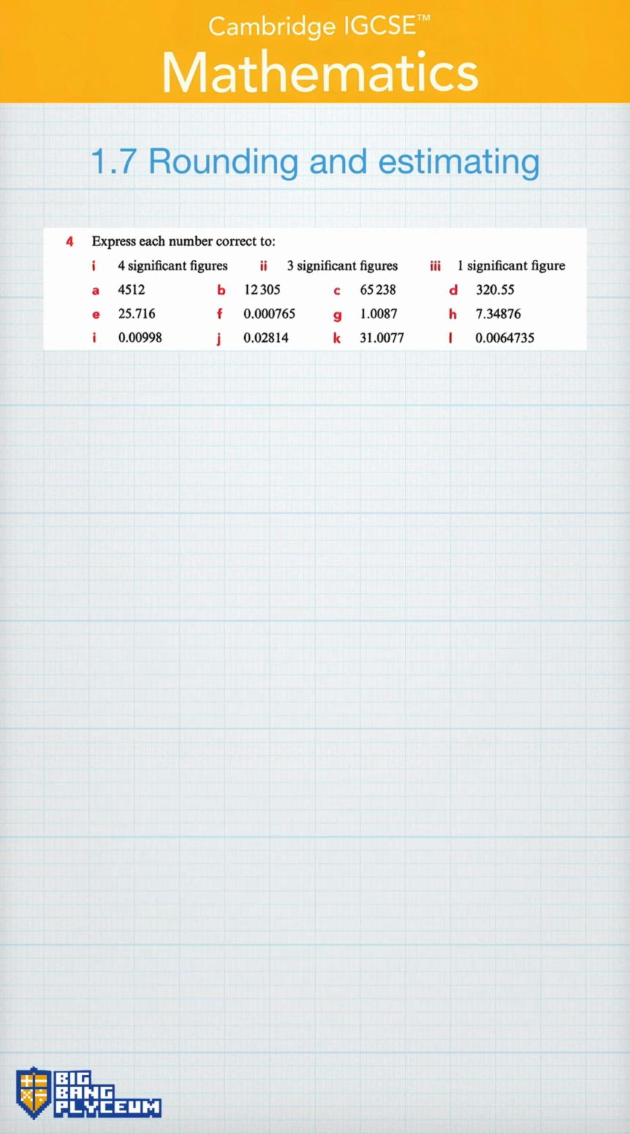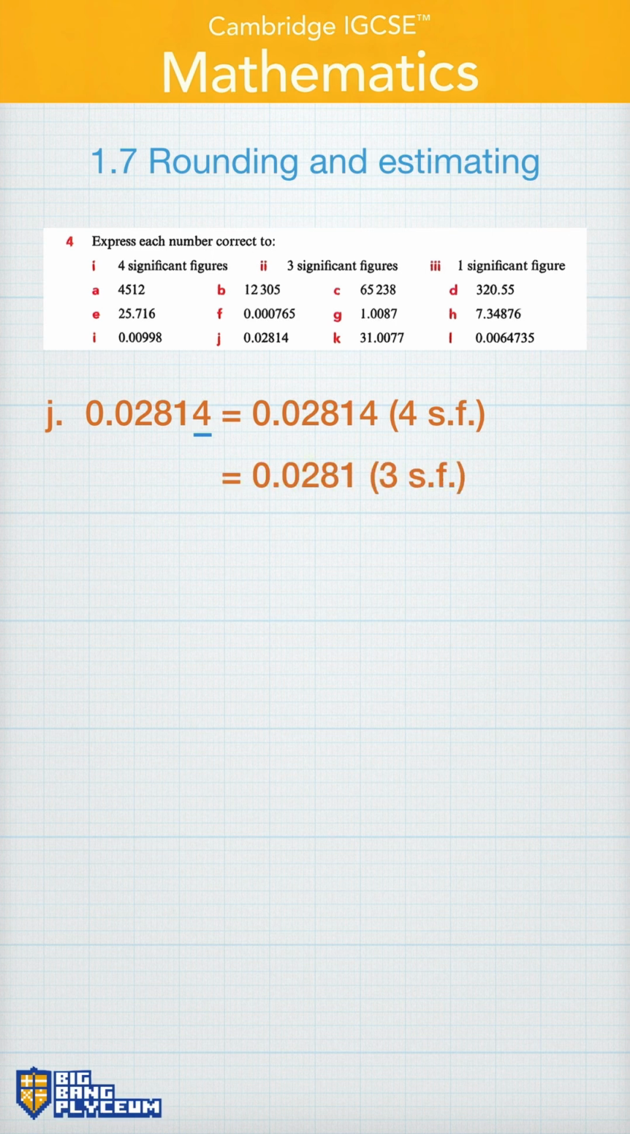All right, let's move on. So let's take a look at number J. The number was 0.02814, which is a decimal number. If we have to express it to 4 significant figures, we may want to recall what it is, right? So 2 is the first significant figure, right? Okay. And then if we want to keep it to 3 significant figures, we look at the fourth one. Like we said, if it is 4 or under, we simply keep 0.0281, okay? Which has 3 significant figures.